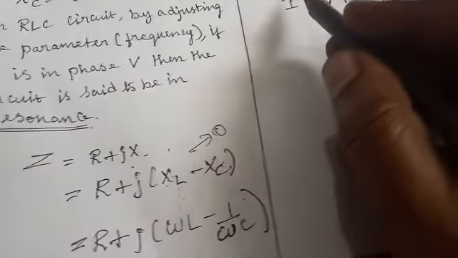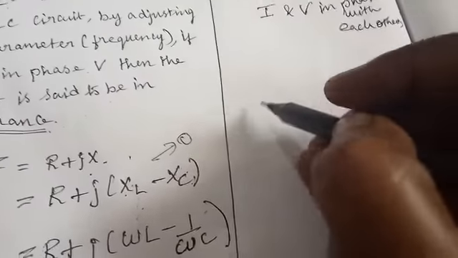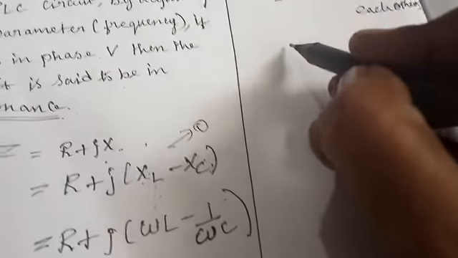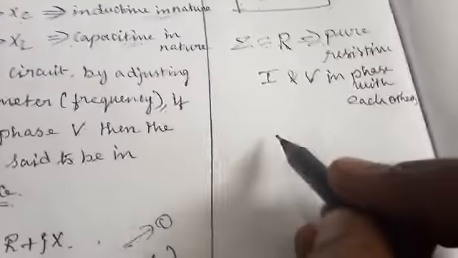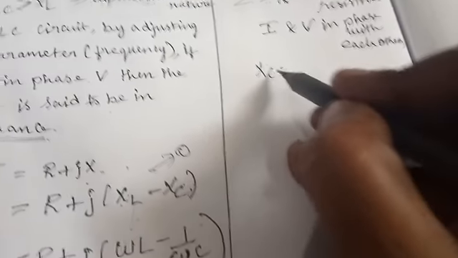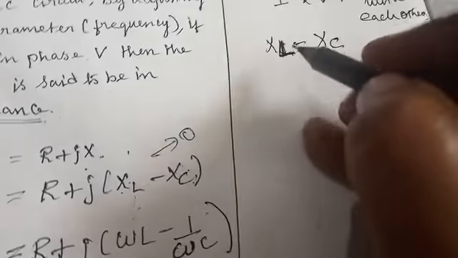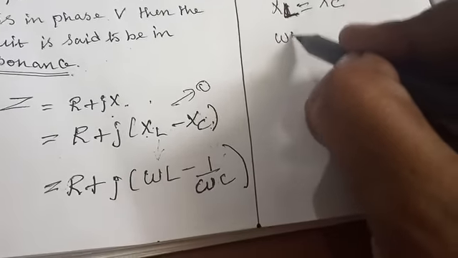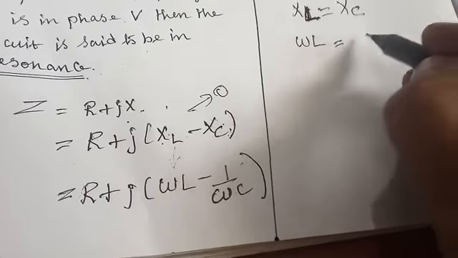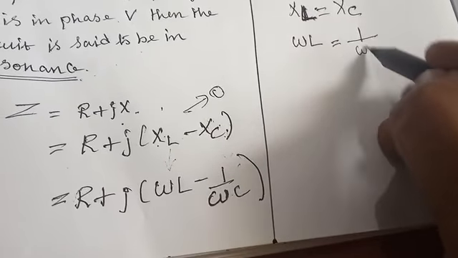The condition for resonance is XL equals XC. We know that XL is nothing but omega L, and XC is nothing but 1 by omega C.